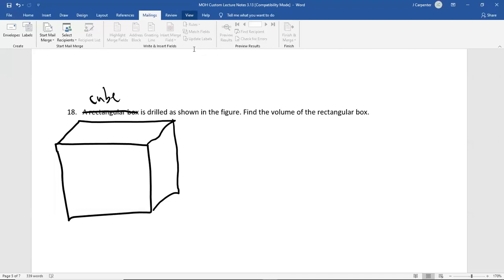So this distance right here is going to be 10 centimeters. Now this is a cube, so that means all of them are 10 centimeters. So this distance right here would also be 10 centimeters, and this would also be 10 centimeters. So again, it's a cube, but I only want to label one of them for now.